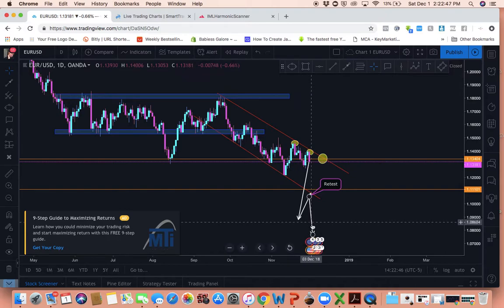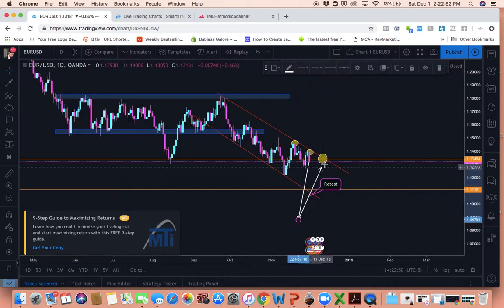Because remember, I told you if it doesn't retest, I wouldn't suggest getting in it because the market can just decide to do this. That's why I would not get in if market structure breaks. I would wait for the retest first and then get in, because the market could break structure and then go right back on to the upside.